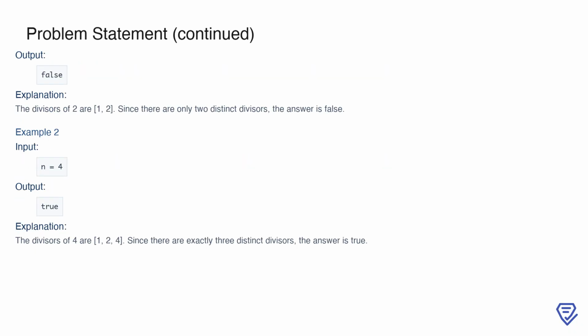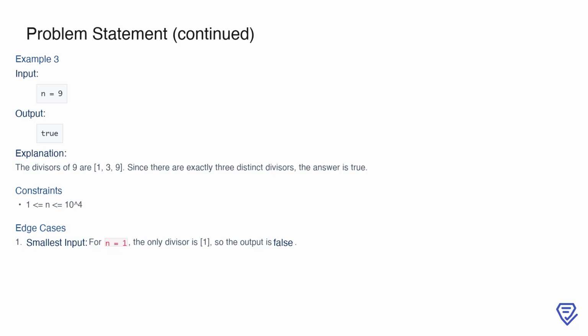In the first example, the input is n equals 2. The divisors of 2 are 1, 2. Since there are only 2 distinct divisors, the condition of having exactly 3 divisors is not met, so the output is false. In the second example, the input is n equals 4. The divisors of 4 are 1, 2, 4. Here, we see that there are exactly 3 distinct divisors, so the output is true. These examples help clarify when the function should return true or false based on the number of divisors.